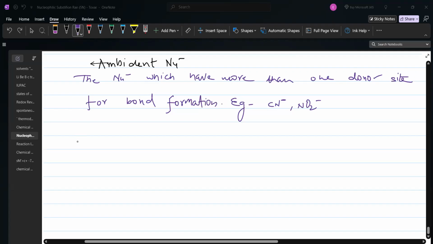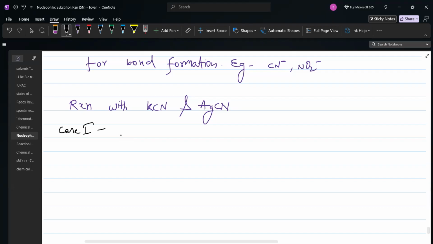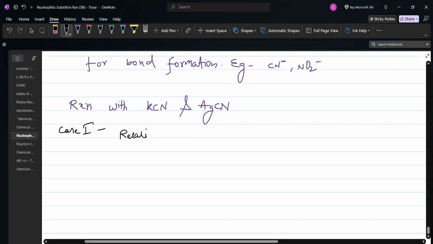A distinct topic: reaction under SN1 and SN2, only nucleophilic substitution reaction with KCN and AgCN. There's a lot of difference between the reaction of KCN and AgCN, and let's see what it is. Since we have two sites to attack, let's have case 1 with KCN or NaCN or CsCN. CsCN is not much important.